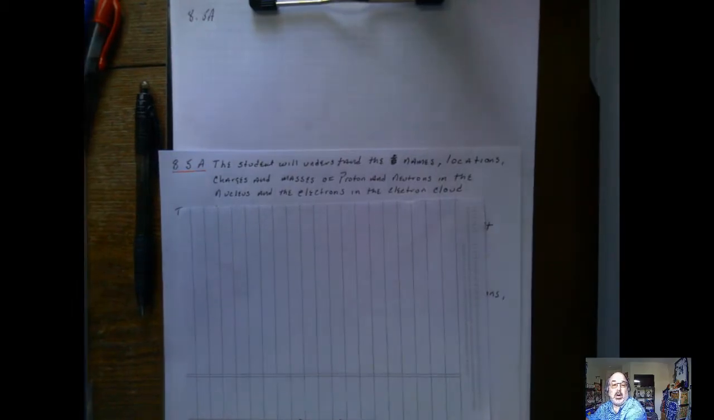So this is our objective. It's 8.5a. It's the very first chemistry objective. The student, which is you, together, we will understand the names, locations, and charges and masses of the protons and neutrons in the nucleus and the electrons in the electron clouds. Now, in the sixth grade, you did a little bit on protons, you did a little bit on periodic table, but we're going to start from the beginning.